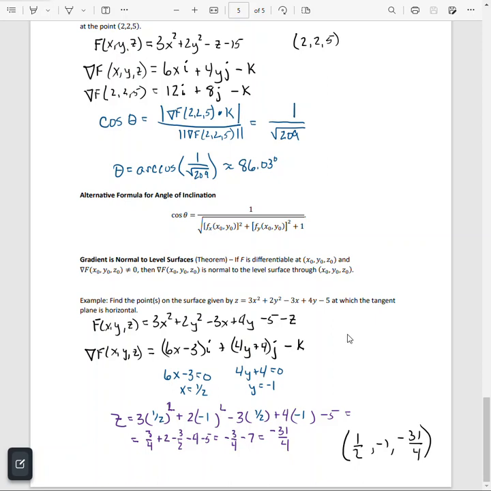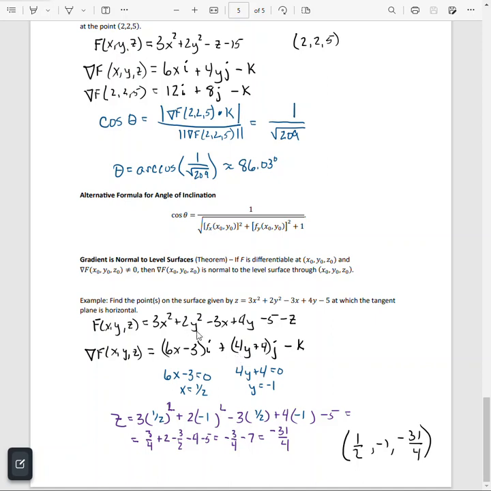First thing we do is always form our function capital F. We're going to subtract z from both sides. Now we find the gradient. In the gradient, we look for the partial derivative with respect to x first. Derivative of 3x squared is 6x. The derivative of minus 3x is minus 3. And there are no other x terms. Those are times i, vector i.